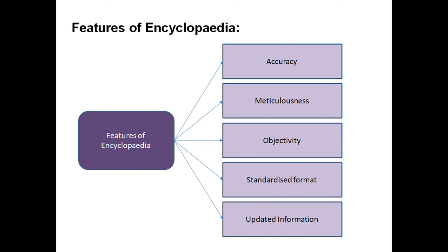Let us see the features of encyclopedia. The features of encyclopedia are accuracy, meticulousness, objectivity, standardized format, and updated information.